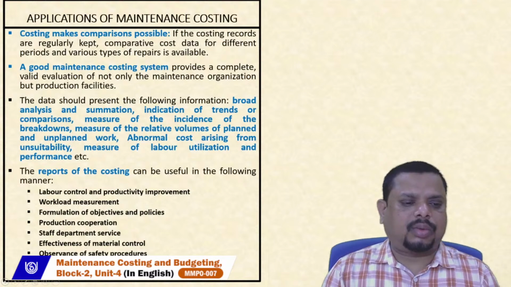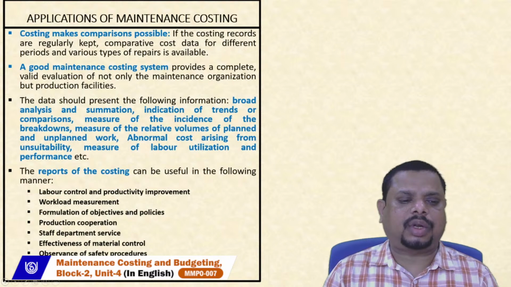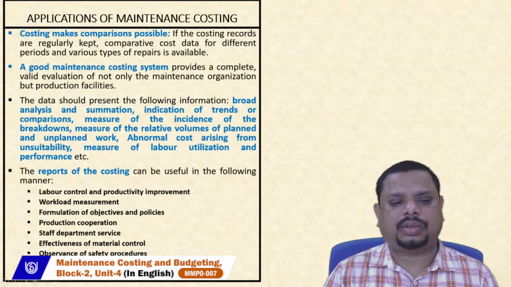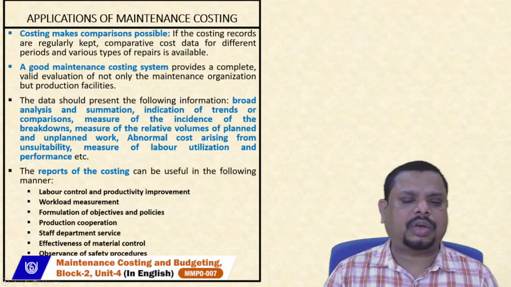So the next one we have is formulation of objectives and policies, then production cooperation, staff department service, effectiveness of material control, then observance of the safety procedures, and the last one is housekeeping. So whenever you go for report of costings, that can be useful in the following manners. I repeat, the first one is labor control and productivity improvement, workload measurements.